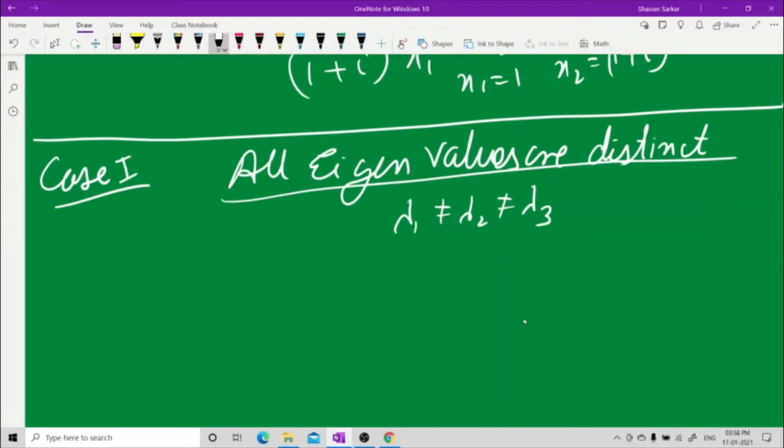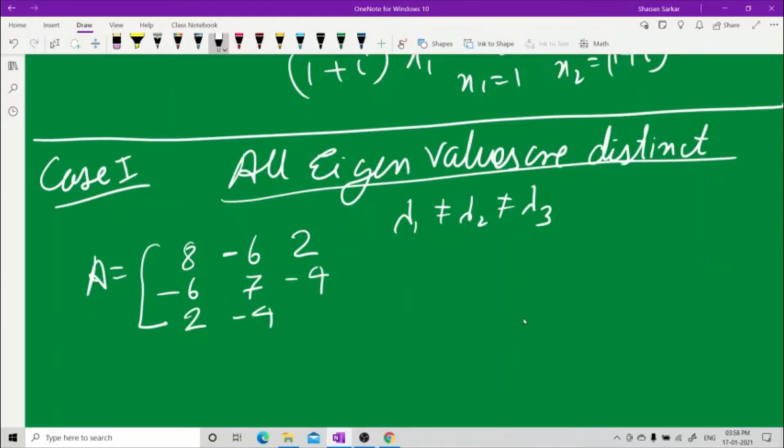Now, let me take this example. This would be a better one. Let me take an easier one also, or you can take a tough one, no problem. I'm taking a little tough one for you guys so that you can understand. Let me have a matrix A: 8, minus 6, 2, and then you have minus 6, 7, minus 4, and then 2, minus 4 and 3. Now I'm taking the determinant of this matrix.